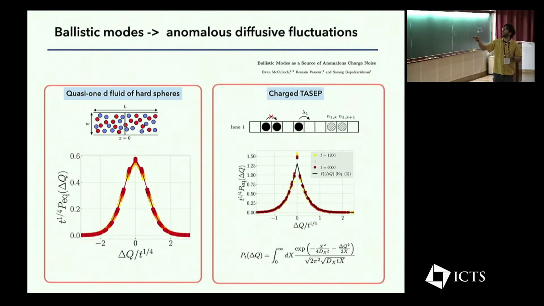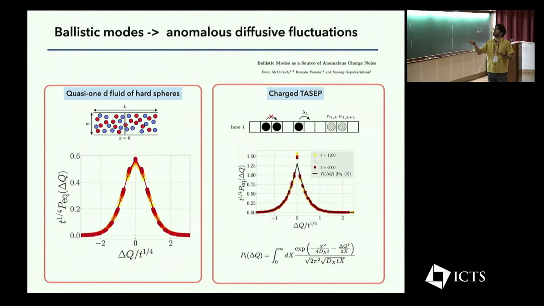Then instead, if you take a purely one-dimensional model with one ballistic mode, which is just TASEP, you take TASEP, which is a model for particles jumping, but they can only jump in one direction, and you put some charge on top of it. You take TASEP and you assign some random charge +1 or -1 to each of these particles. And again, you look at the charge transfer between the left and the right. Of course, you have some ballistic front, but you can just subtract the ballistic front and just look at the fluctuation around this ballistic front.